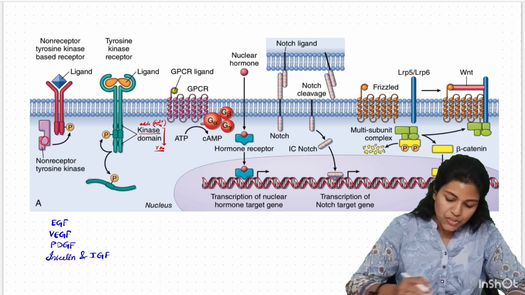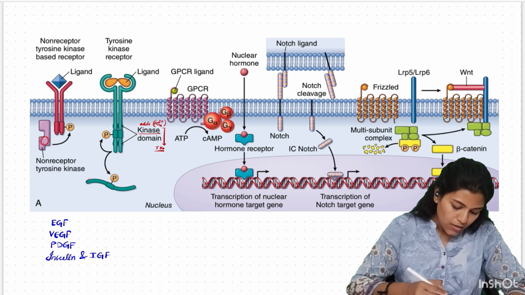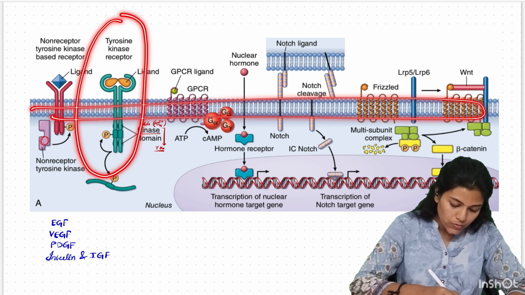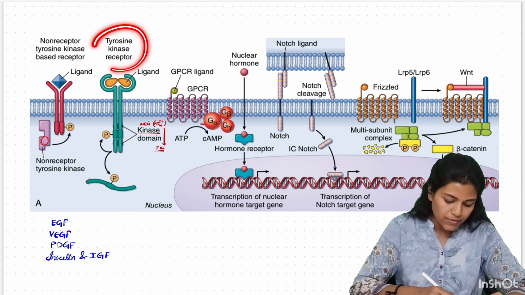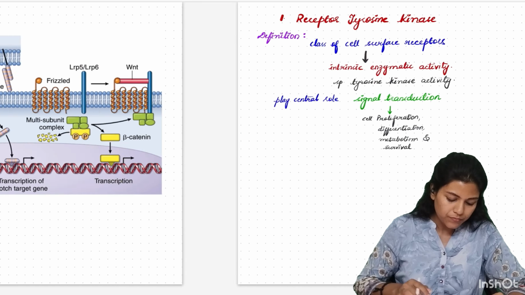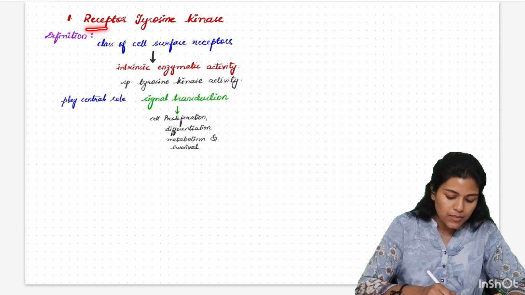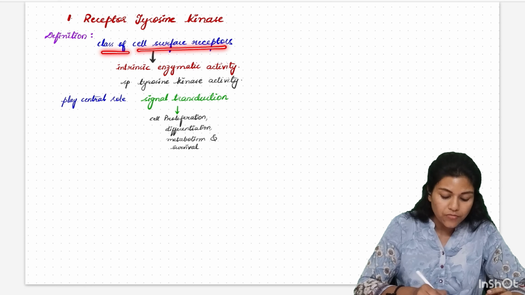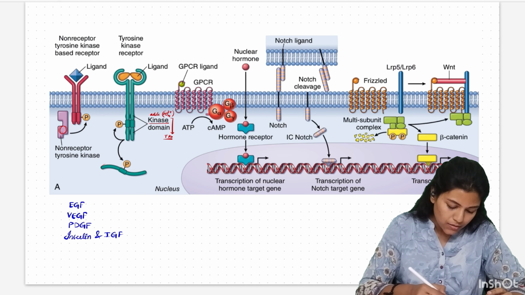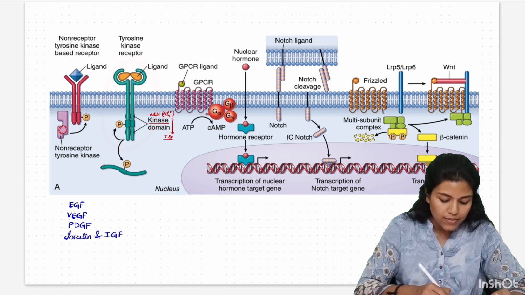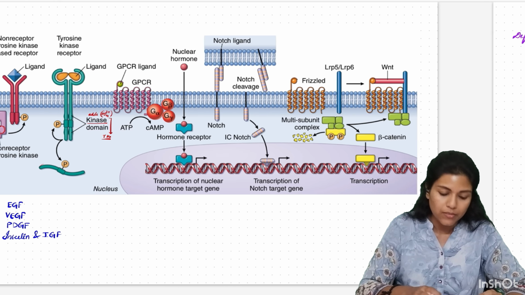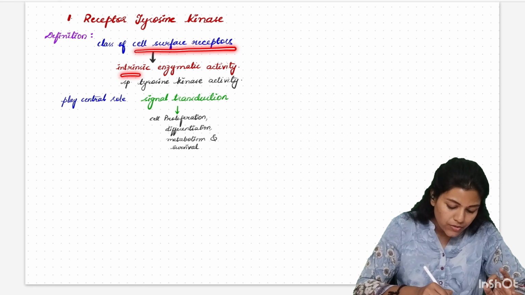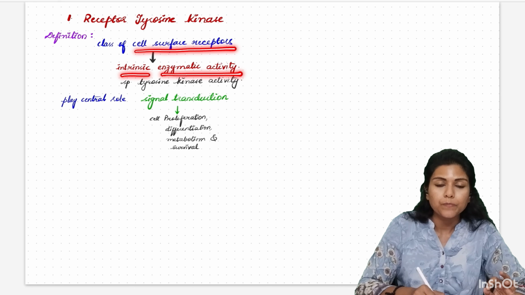So this is the image taken from Robbins textbook. Here these are the cell membrane receptors. Here we are going to study this tyrosine kinase receptor. These receptor tyrosine kinases belong to a class of cell surface receptors. So this is a receptor present on the cell surface, present on the membrane. They belong to a class of cell surface receptors with intrinsic enzymatic activity.